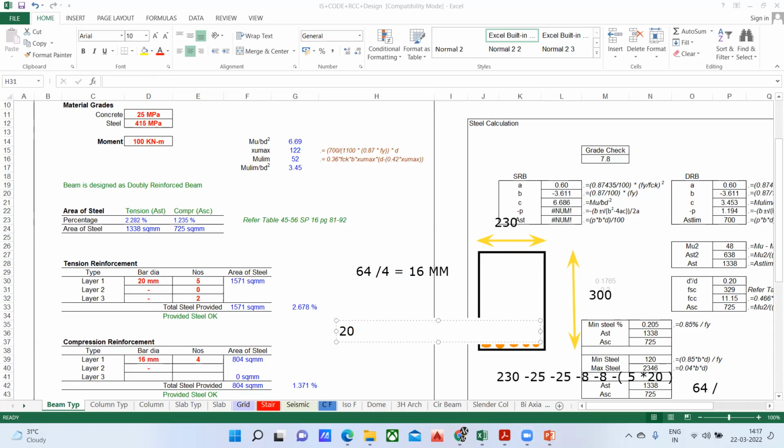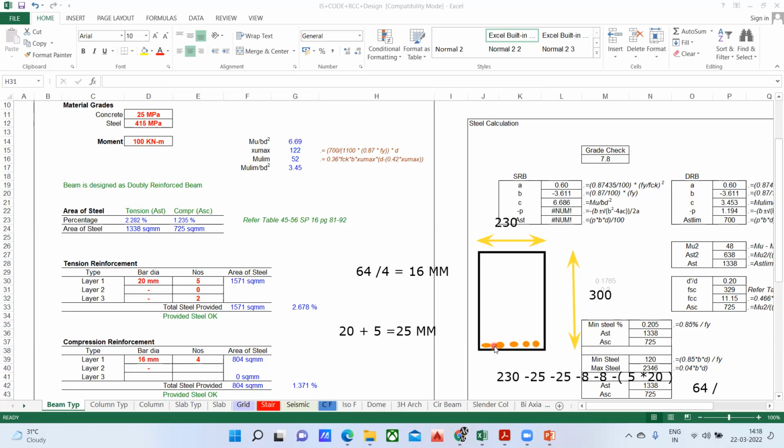So the code says that 20 plus 5 is what you have to do. 20 is the same for all the beams. Okay, you take 25. That means 25 mm should be the minimum gap between these two bars. Why does this gap have to be kept? Otherwise your concrete and the aggregate will not pass through. If you keep it at a very close spacing, your concrete aggregate is not going to pass through that.